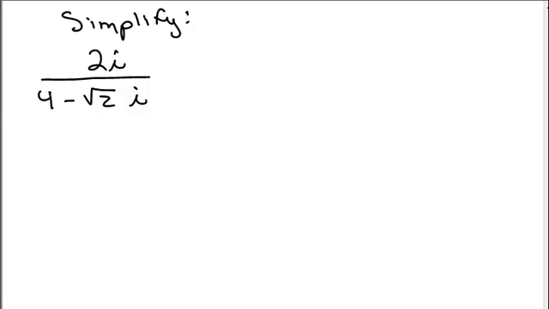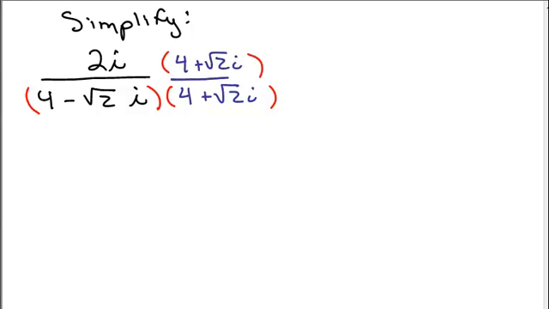Okay, here's another division problem with complex numbers. And in the denominator, I have a complex number in the form a plus bi. So what we want to do is multiply by the conjugate to get a real number. So I'm going to multiply the numerator and denominator by the conjugate of 4 minus square root of 2 i, which is 4 plus square root of 2 i. So I'm multiplying by 1, right?